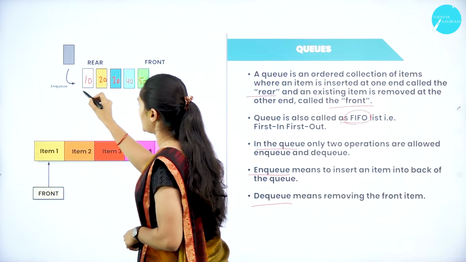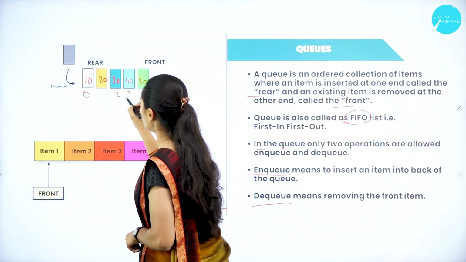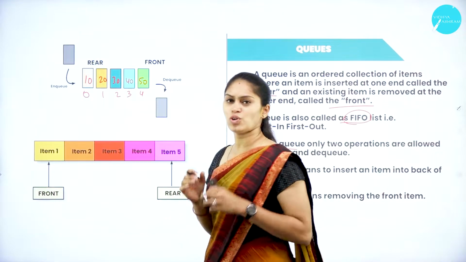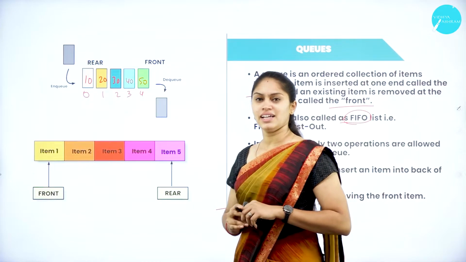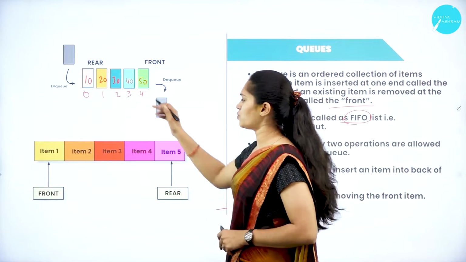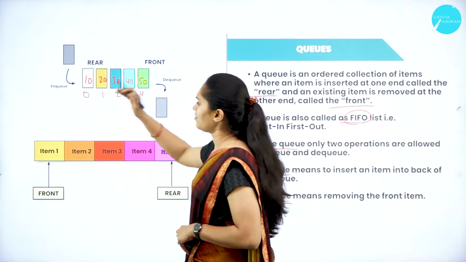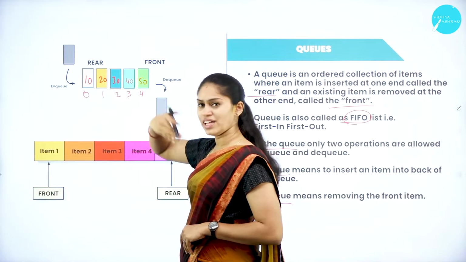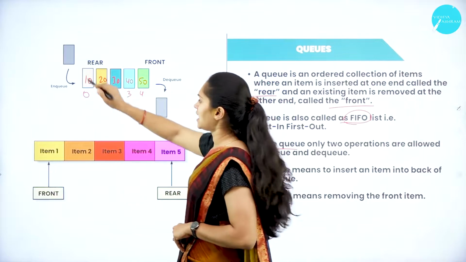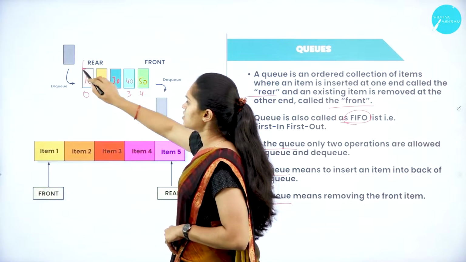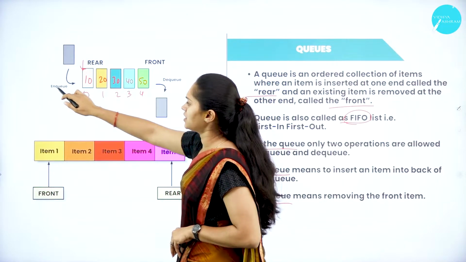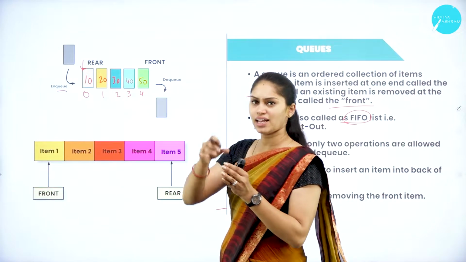And the index starts from 0, 1, 2, 3 and 4. So totally we have 5 elements, and the index starts with 0 and ends with n minus 1, so it becomes 4 now. When we are going to add an element, from which end do we add it? That is from the rear end. This end is called the rear end, that is NQ. We are inserting an element.